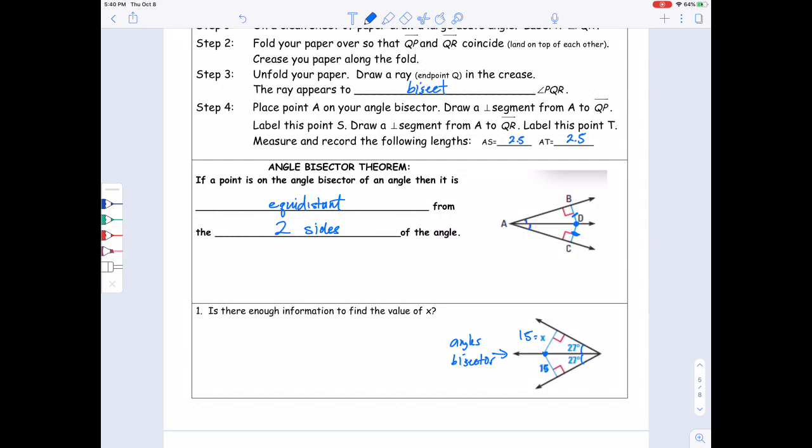And this is true because these are perpendicular to the sides. If they were both not perpendicular, this is not enough information. So this is yes. The large angle is being bisected. And you can see that by looking at the degrees. So it's 27 degrees each. Okay? So x will have to be 15.